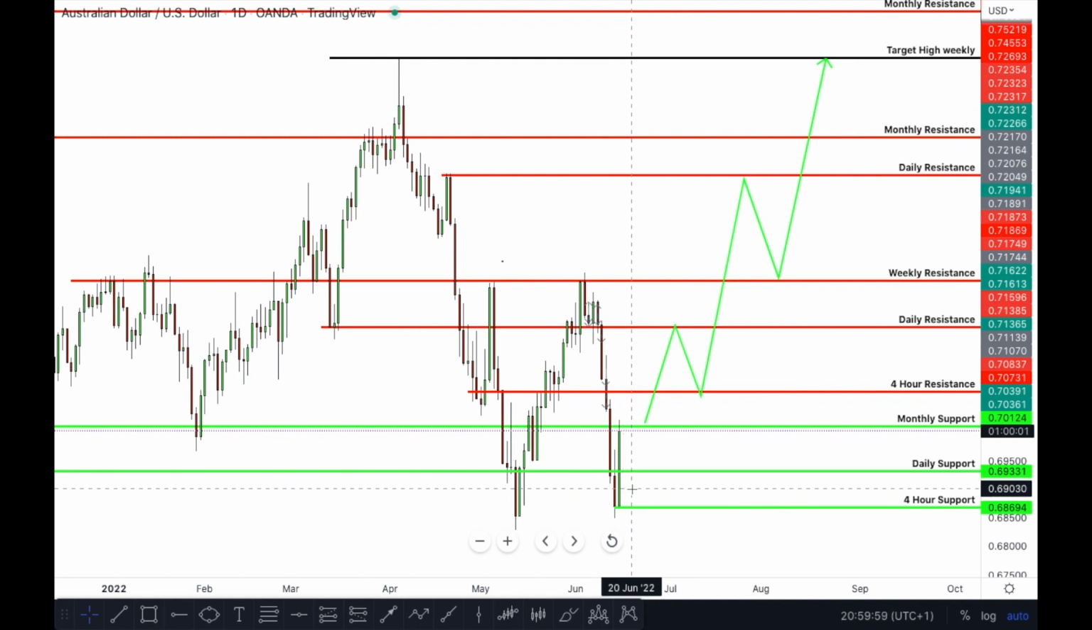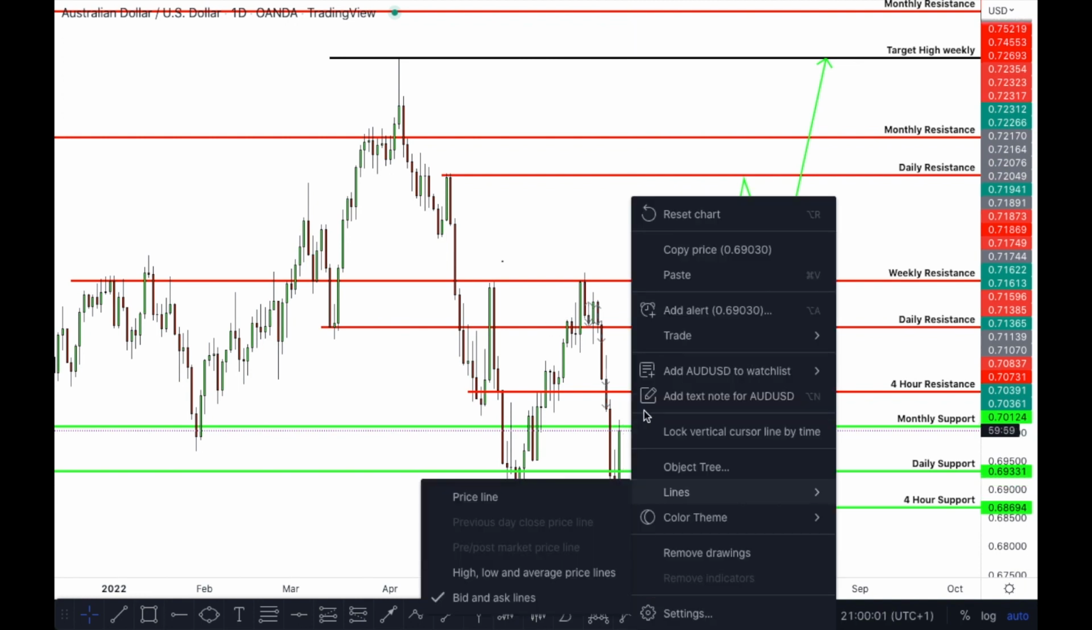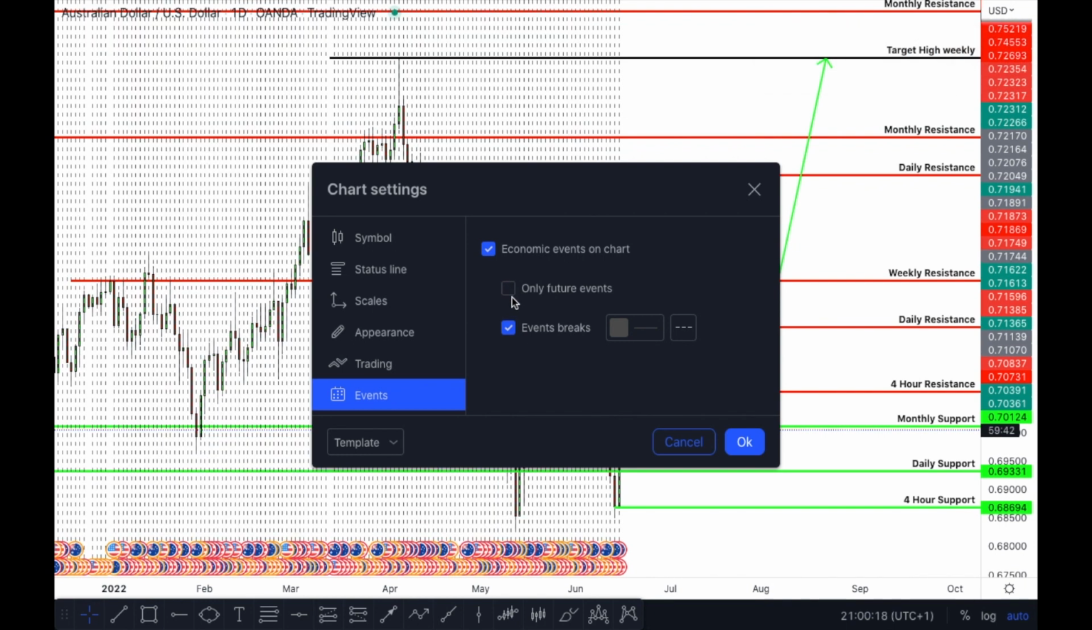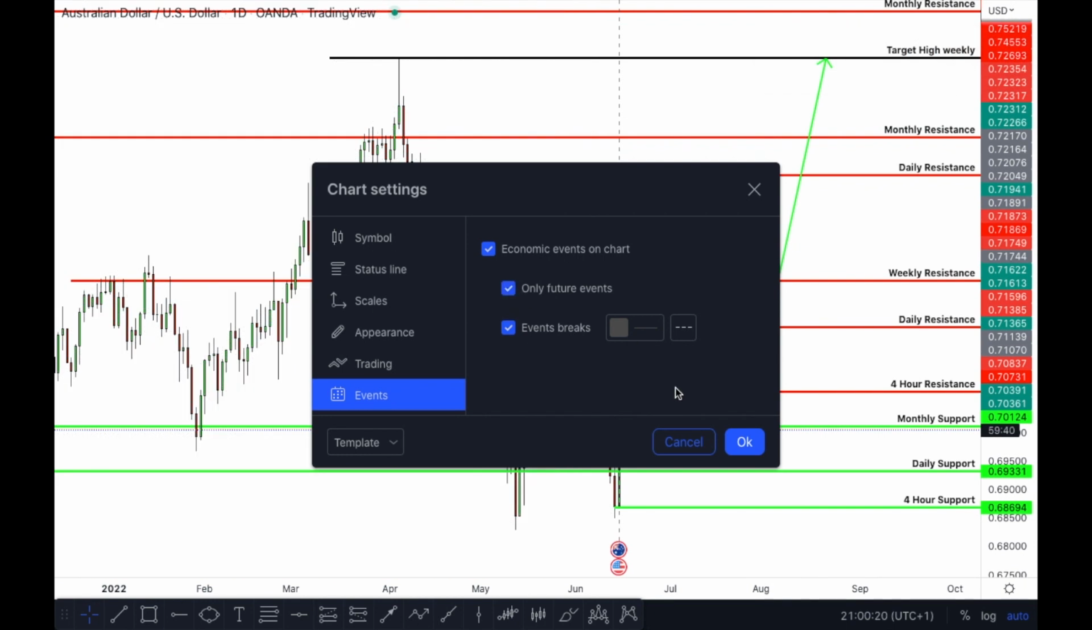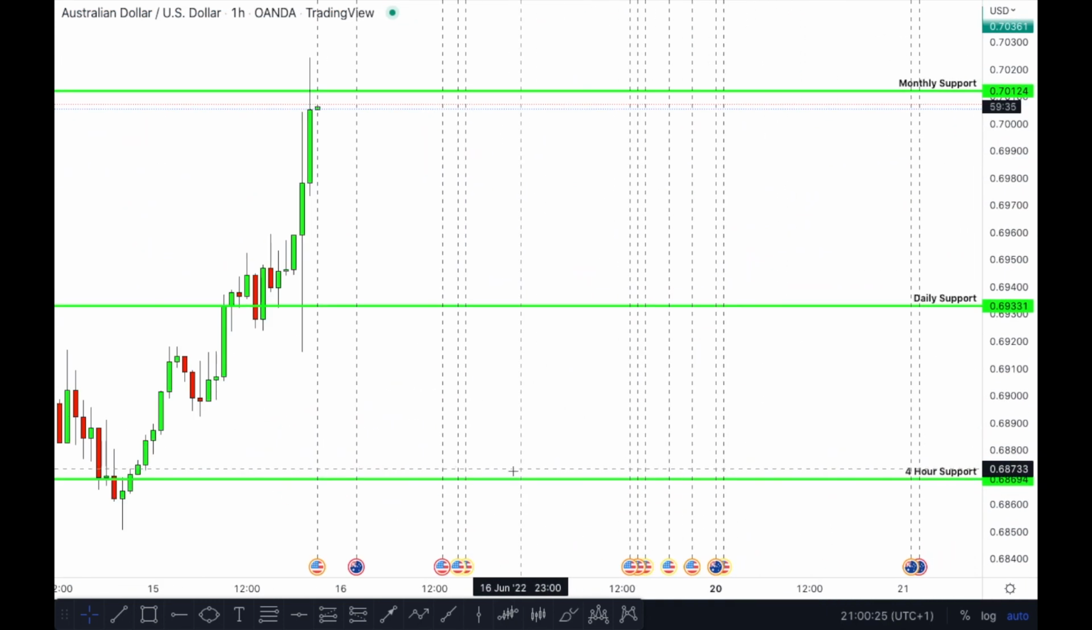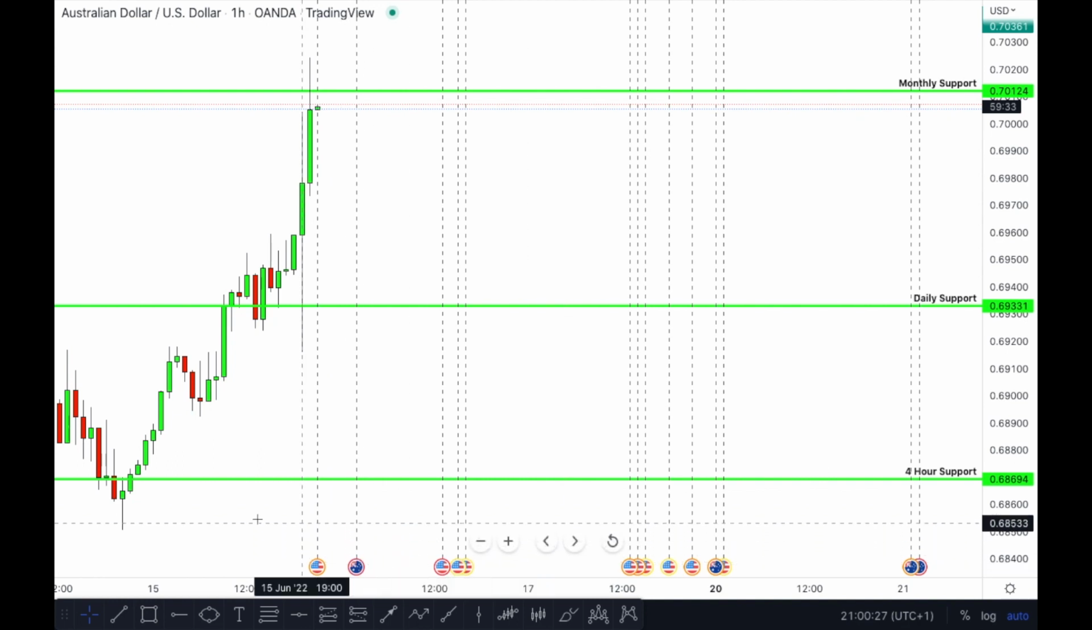If anybody's not too sure how to check news events, just right click on your chart, settings. Whilst we're in here, we will see the Trinity alerts popping up. You can see they're just popping up there as well. And then just switch on your economic calendar. You can switch it on so you can see everything in the past, or you can switch it on so you only see the future. Now you will have to go down to a lower time frame to be able to see these, but you can see that here are all the news events in the future.